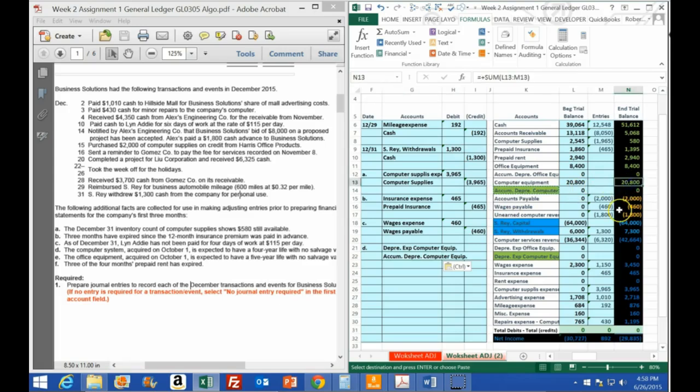So the computer is on the books for $20,800. When we bought the computer, we credited cash, we debited computer. Why didn't we debit computer expense? Well, because under the matching principle, we need to match the use of the computer in the same time period that it has helped us generate revenue. This computer hasn't helped us generate any revenue yet. We just bought it. We're going to use it throughout the future.